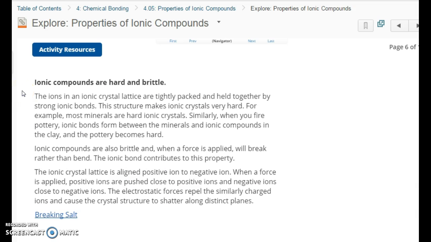Ionic compounds are hard and brittle. The ions in an ionic crystal lattice are tightly packed and held together by strong ionic bonds.